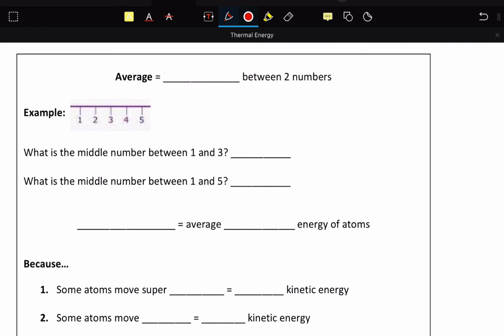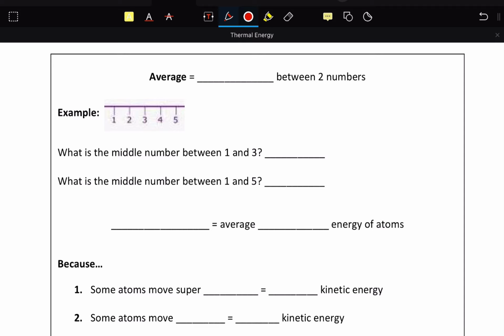Now we've got to look at the word average. You probably learned this in math class, but for science, we're just going to say average is the middle between two numbers. So if you look at our number line, the middle number between 1 and 3 is 2, and the middle number between 1 and 5 is 3.